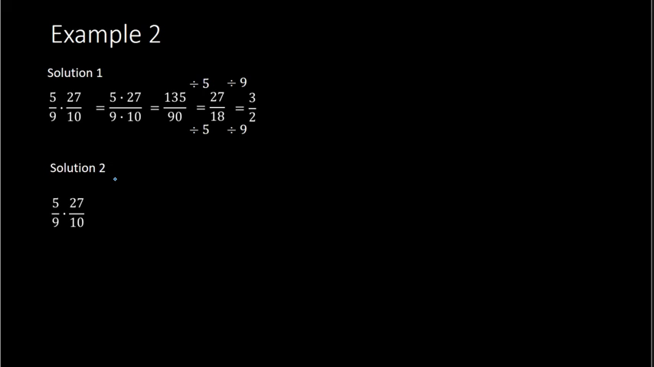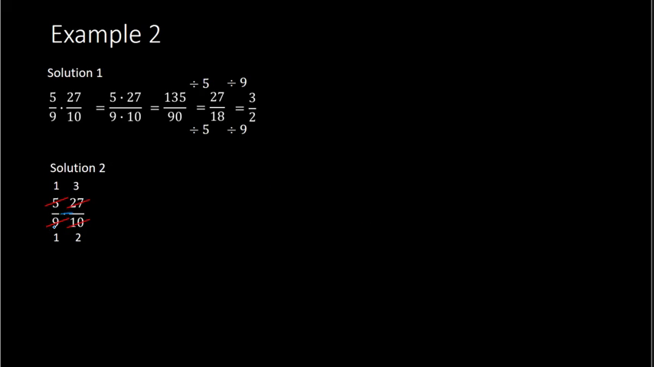So using the same example, when I simplify first, I can imagine this fraction bar being extended. And so now anything in the numerator can divide with anything in the denominator. So I see here the 5 and the 10. I can divide both by 5 to get 1 over 2. And then the 27 and 9 can divide out, and that would give me 3 and a 1.